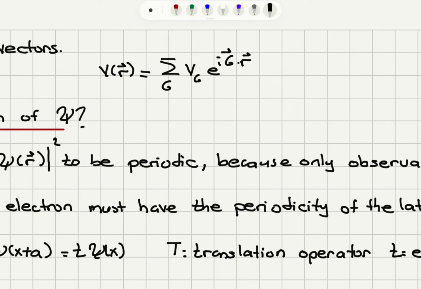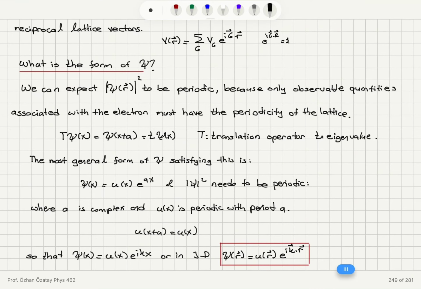Remember, this was basically defining our reciprocal lattice vector. So e to the iG dot capital R must be equal to 1. So if we have V of R plus capital R, we obtain this, and that's basically defining the reciprocal lattice vector. Now, what is the form of the wave function that is due to electrons that are subject to this periodic potential?